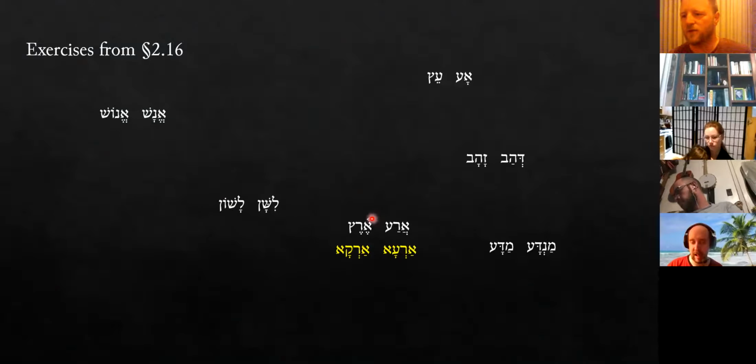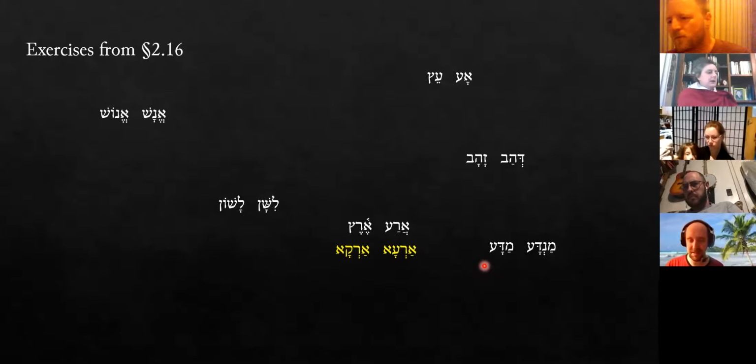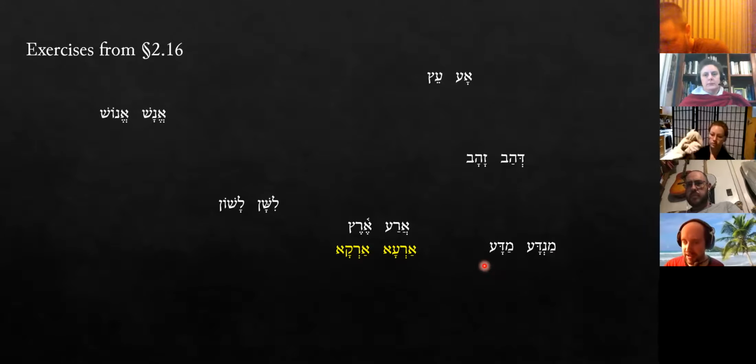Okay, the next one down here is for you, Jonathan. This is... Which one? Manda, and then Mada. Well, okay, so Mada first is the Hebrew version, then Manda because it retains the noon. It does not assimilate. What is the root of the word? Yada, right? It's interesting that the yod is represented here in Aramaic with the nun.